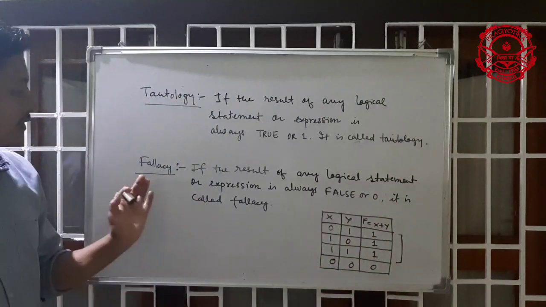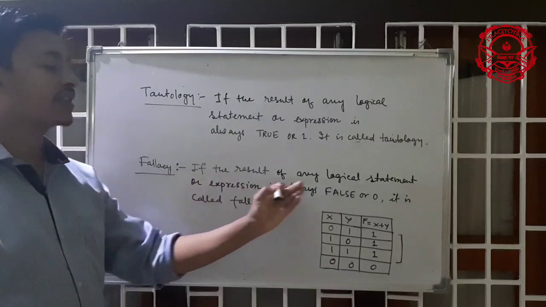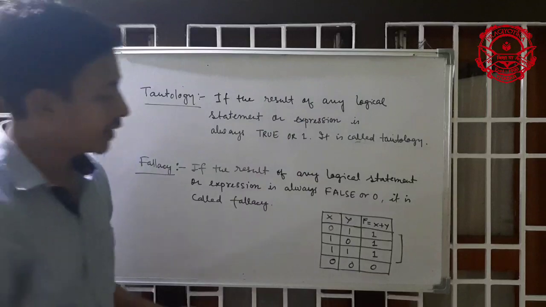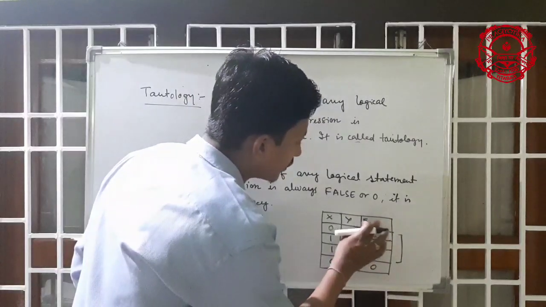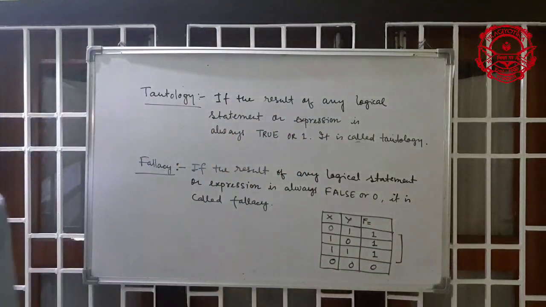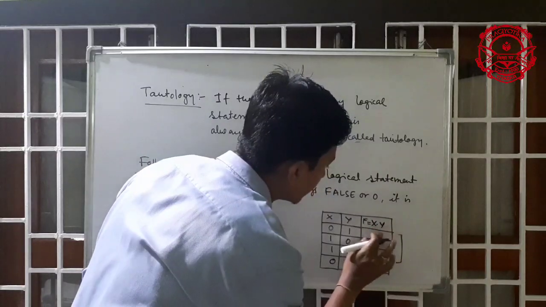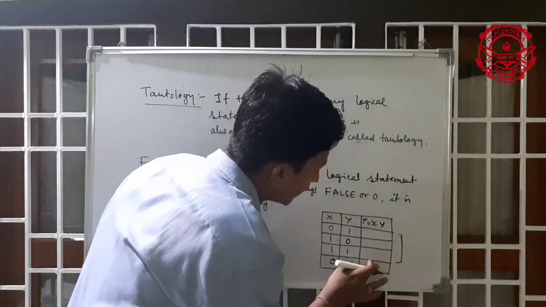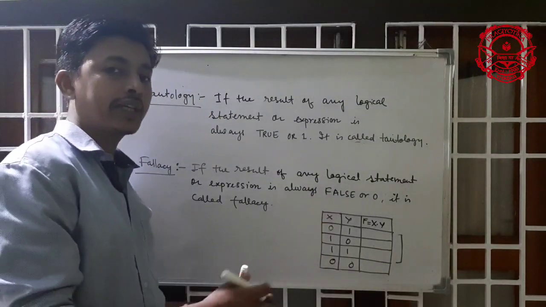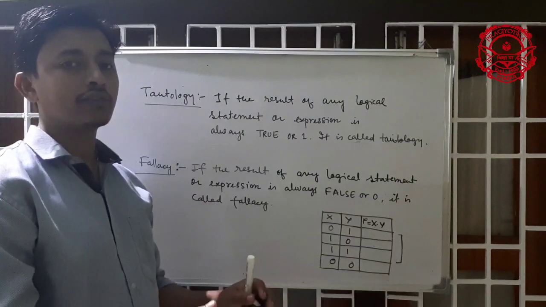Next is falsy. If the result of any logical statement or expression is always false, that is 0, it is called falsy. For example, the same thing, x and y, but I am using the AND operator here. It is x dot y. Now here the condition is reversed. In the AND operator, both the conditions should be true. If both the conditions are true, then the answer will be true.